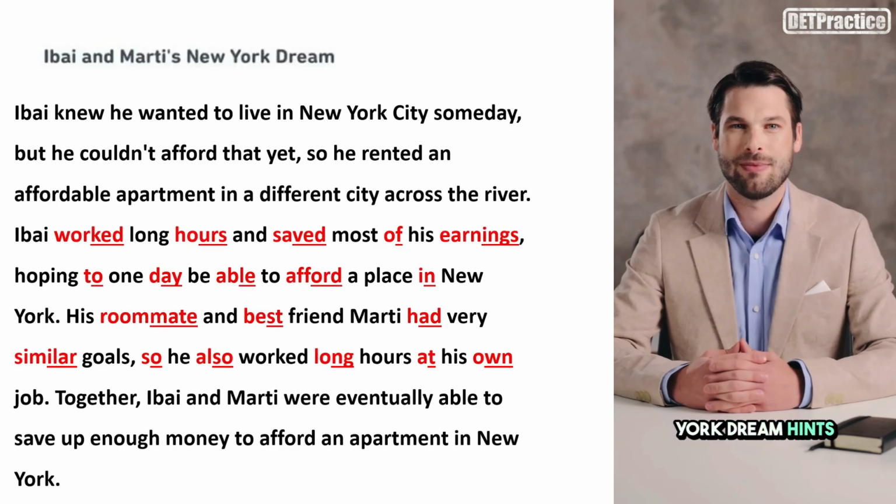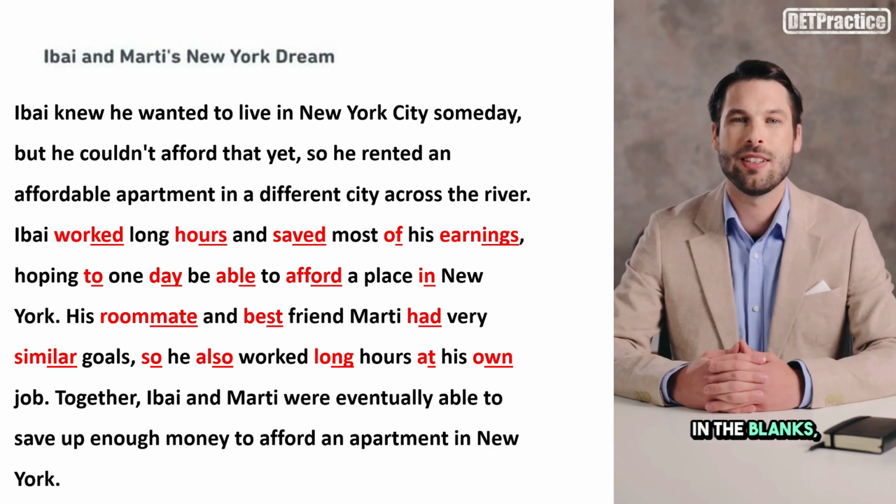The title, Ibai and Marty's New York Dream, hints that this is a story about their goal of living in New York. The first sentence sets it up. Ibai dreams of New York but can't afford it yet, so he settles for a cheaper place nearby. By the end, we see the happy ending. They save enough money to make it happen.